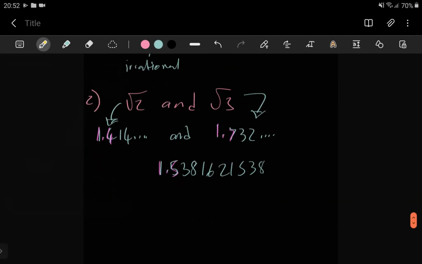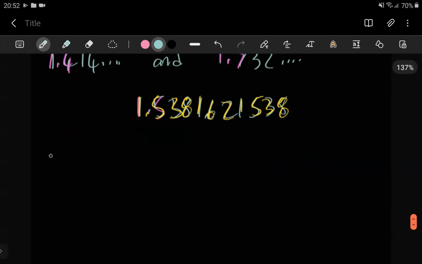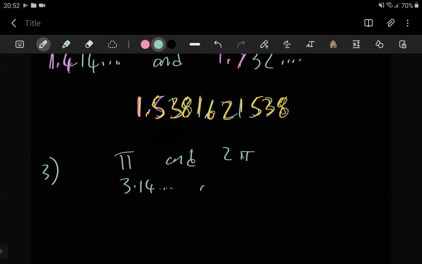Anyway, so do you get why we chose this number as the irrational number between these two? Nice. And then last and definitely not least, we have between pi and 2 pi. It's the same idea. Pi is 3.14 and so on. Double that is going to be 6.28 and so on. Now you can pick an irrational number between here.